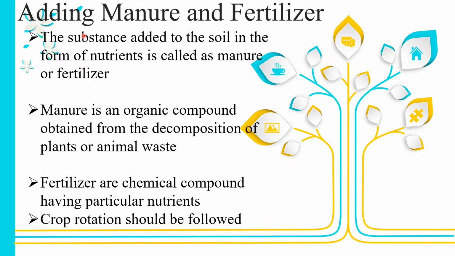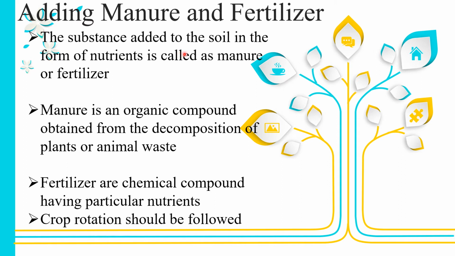Now, coming to the next step in agricultural practice. So far we are done with the preparation of soil, and we have also sown our seed. Now we have to provide the nutrients, right? Then only the seed can germinate and grow into a crop. And what do we have to do for that? Of course, we have to add manure and fertilizer.